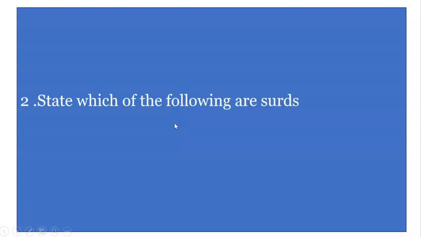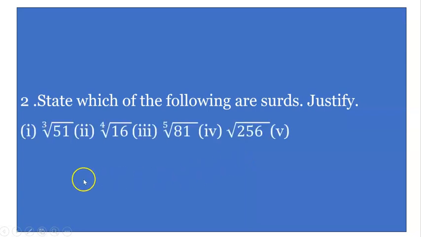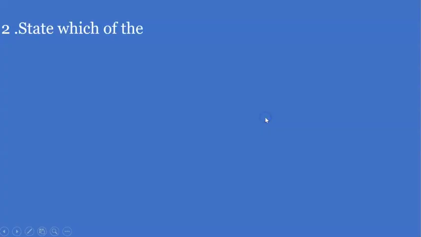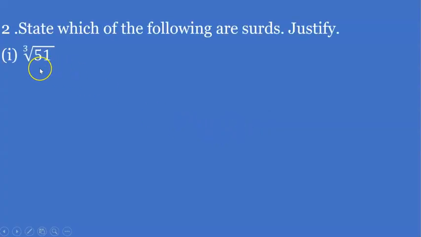Okay. Now next, state which of the following are surds. Justify. These are the examples. Now we'll take one by one. First example, cubic root of 51.